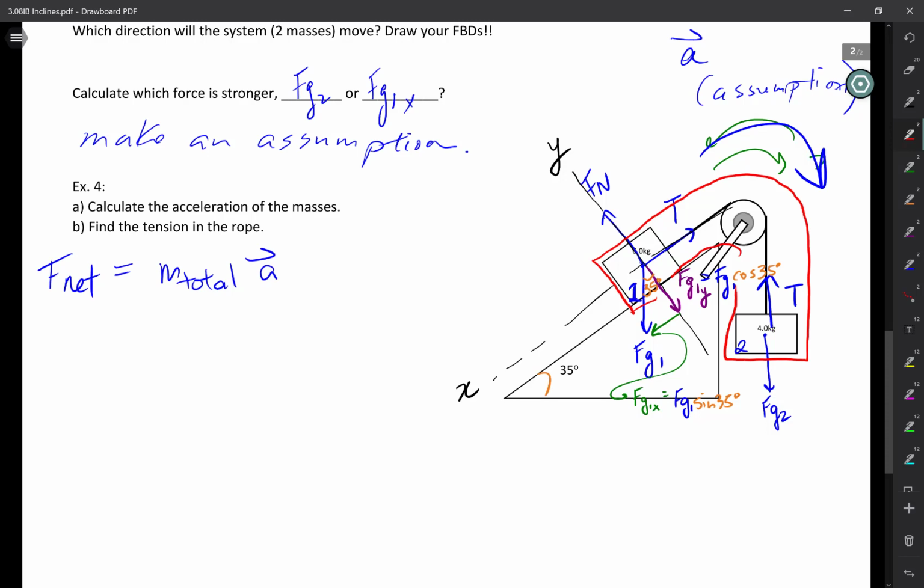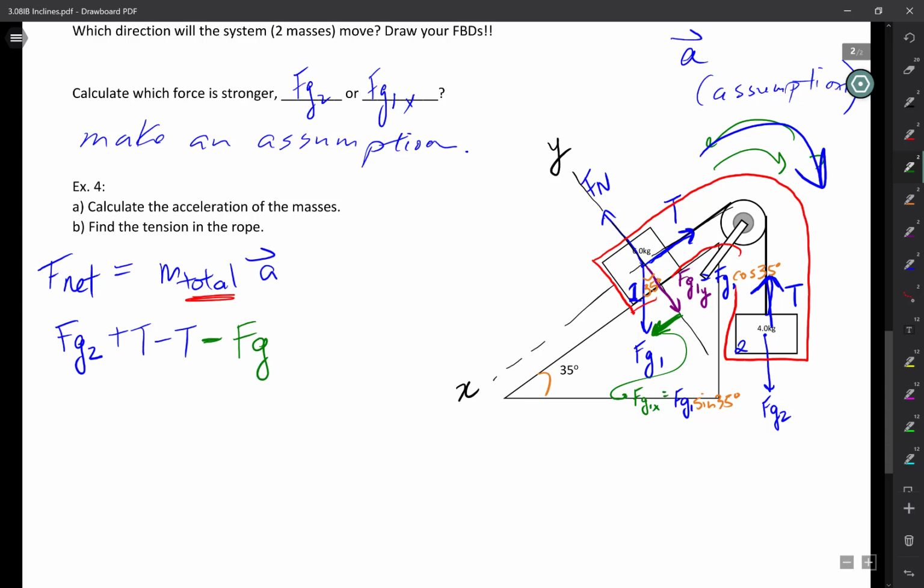So if I choose both of our objects as our system, my F net going down this way is going to be Fg2. I could add tension, but notice tension goes with the acceleration and also opposes it, which really doesn't do anything to accelerate my system at all. But I also have Fg1. Fg1 is opposing my direction of acceleration, going in the opposite direction. So this one I actually have to subtract.